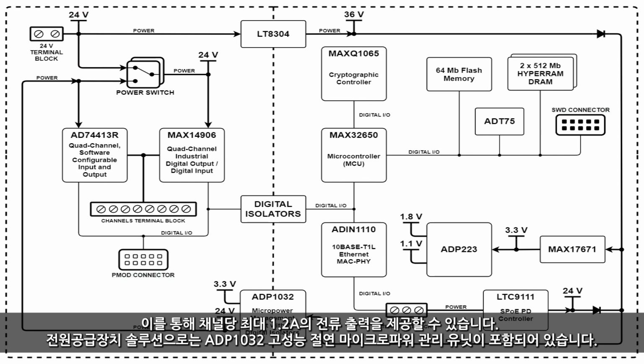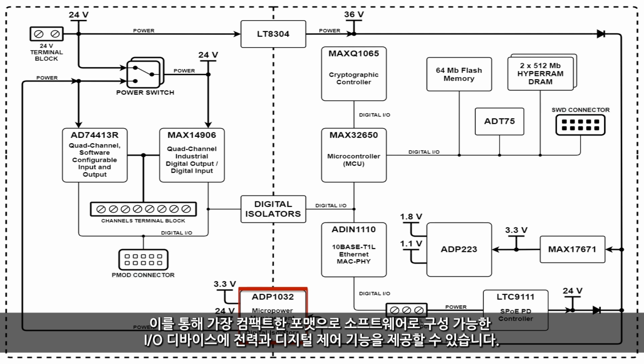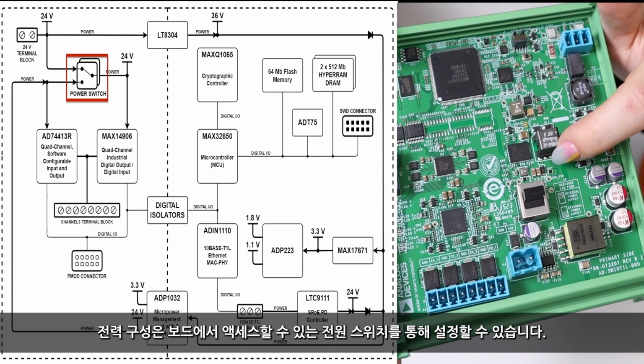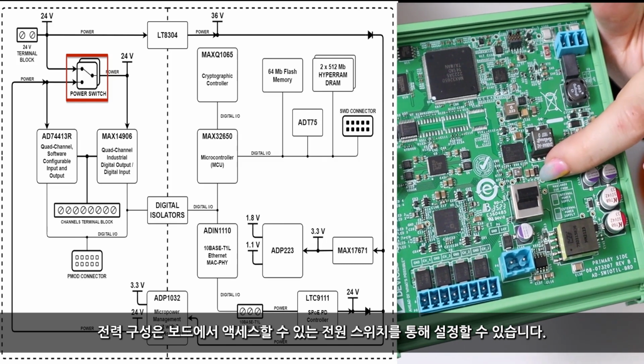The power supply solution includes the ADP1032 high-performance isolated micropower management unit to provide power and digital control for software configurable I/O devices in one of the most compact formats. The LT8304 micropower no-opto isolated flyback converter completes the power tree to provide isolated power to the digital part of the design. The power configuration is set by the power switch accessible on the board.